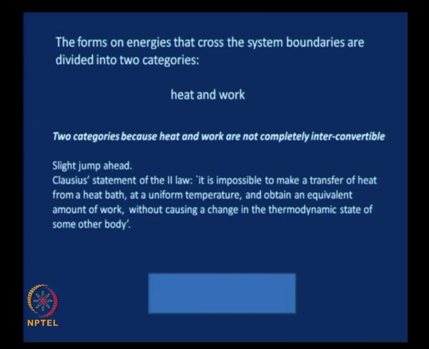To understand this a little better, let us slightly jump ahead. We are going to look at this later, but since this is a review, you have already looked at it, we can jump ahead to understand this a little better. The Clausius statement of the second law is as follows: it is impossible to make a transfer of heat from a heat bath at uniform temperature and obtain an equivalent amount of work without causing a change in the thermodynamic state of some other body. That is a complete statement of the second law. Let me read it again to get it across a little better. It is impossible to make a transfer of heat from a heat bath at the uniform temperature and obtain an equivalent amount of work without causing a change in the thermodynamic state of some other body.